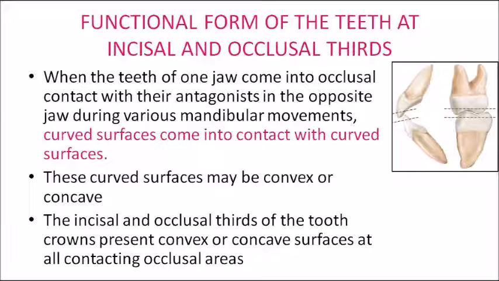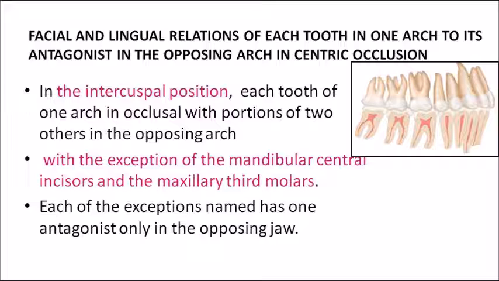So either a convex surface of the upper arch is coming into contact with the concave surface of the lower arch, or it can be a convex surface of the upper coming into contact with the convex surface of the lower. It can be either way, but it is always opposing curved surfaces of the two arches. So that is the functional form of the teeth at the occlusal and incisal thirds during functional jaw movements. We have already seen how the curved surfaces of the upper and lower arches contact each other at the incisal and occlusal thirds.